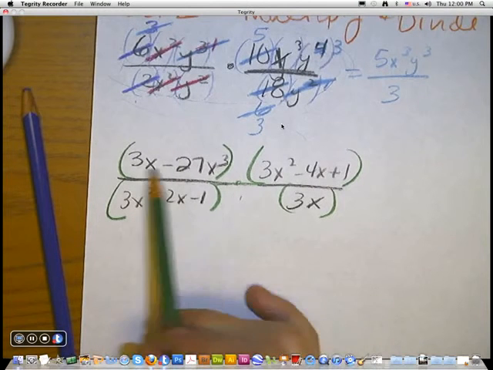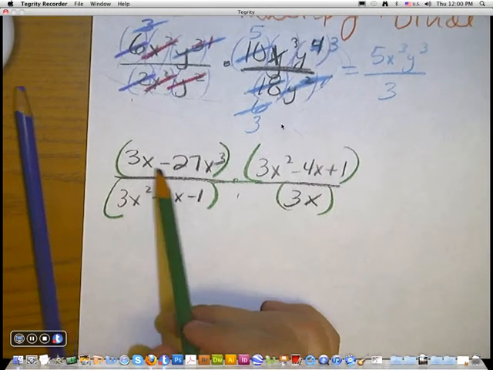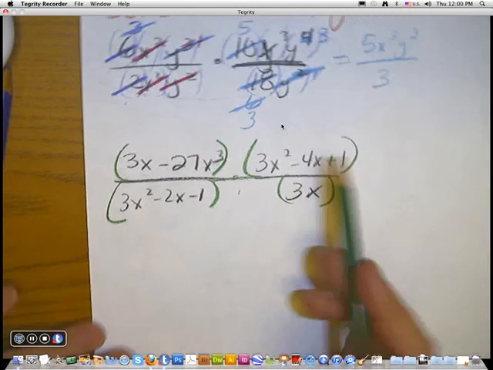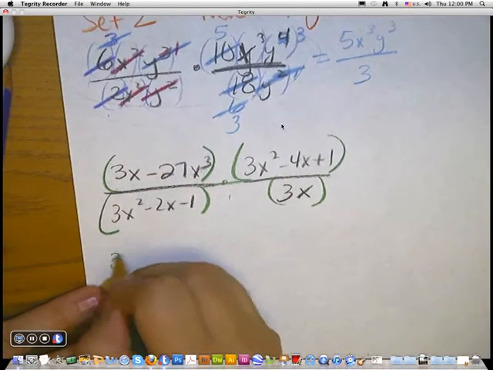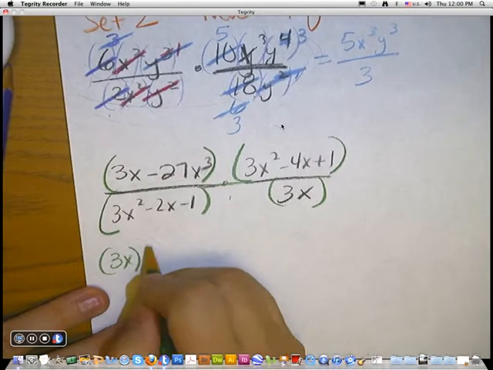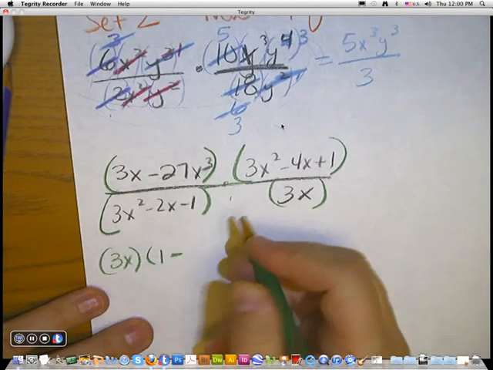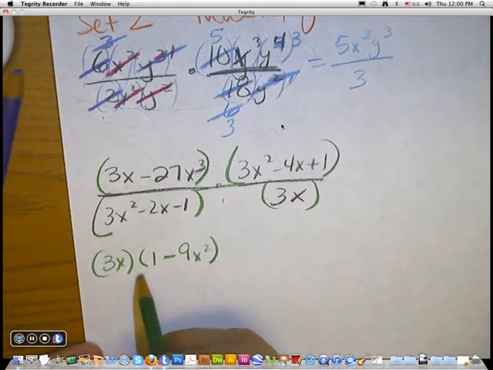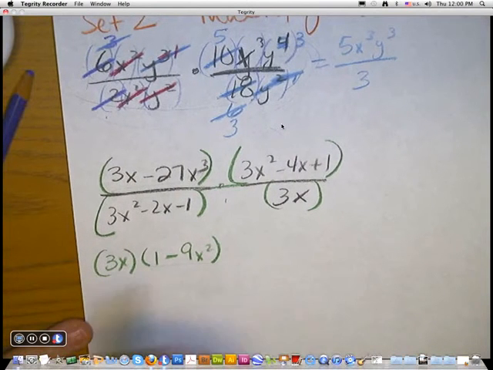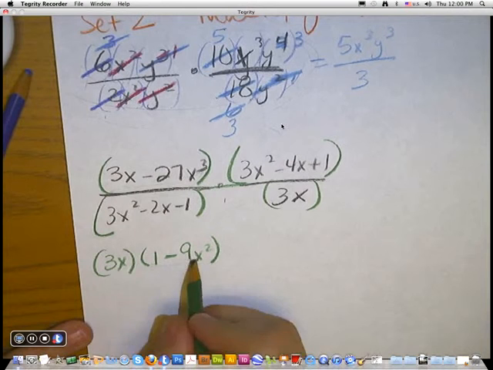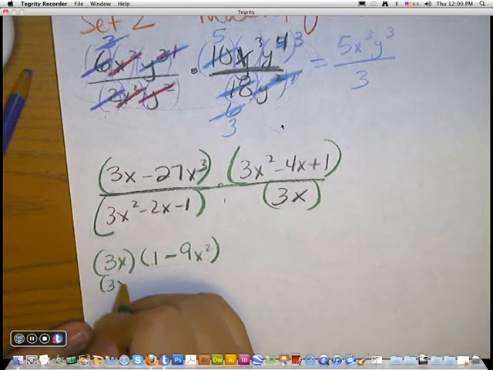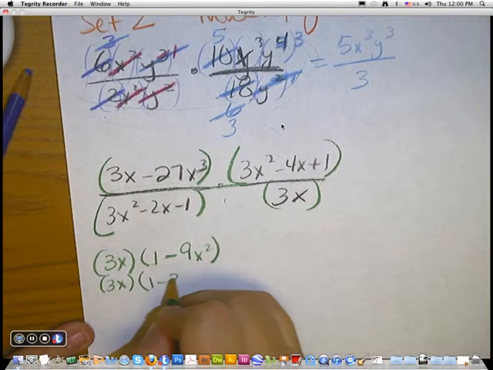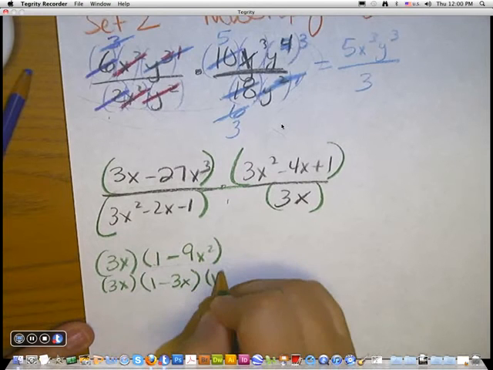So when I look at this first numerator, I could factor a GCF of 3x out of there. If I take a 3x out of there, left over is 1 minus 9x squared. Well, that's even factor farther because it is a difference of 2 squares. So that becomes 3x, and then 1 minus 3x, and 1 plus 3x.